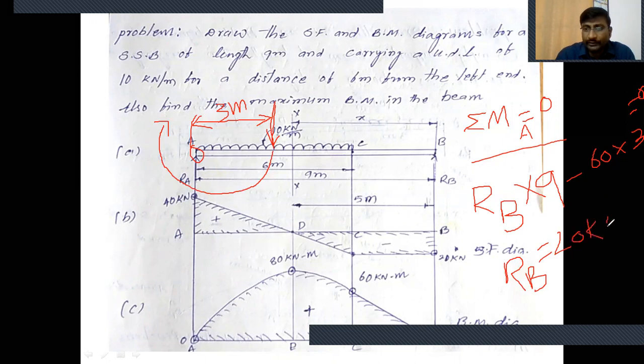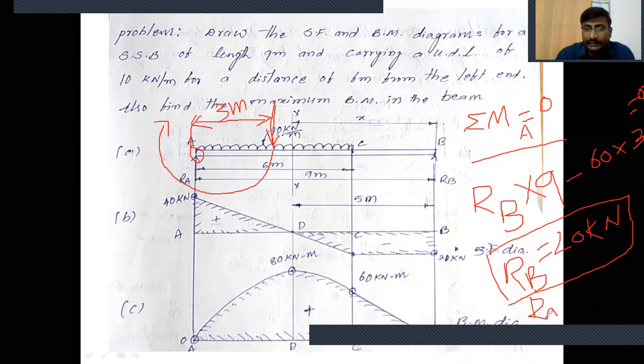So it is not the load, it is the reaction forces due to the load. RB is 20 kilonewtons. A total of 60 kilonewtons load is there on the beam. Out of the 60 kilonewtons, the reaction force RB is 20 kilonewtons. So therefore, RA plus RB is 60.